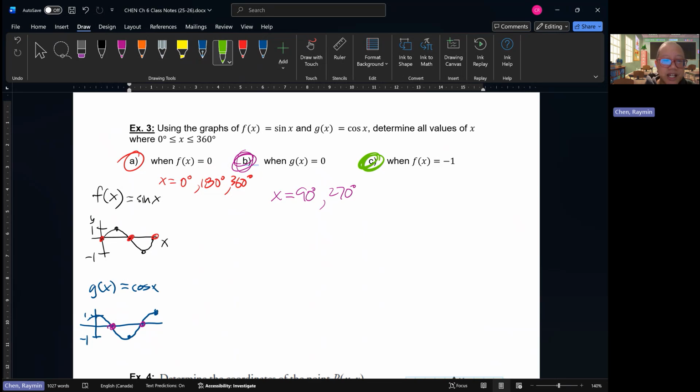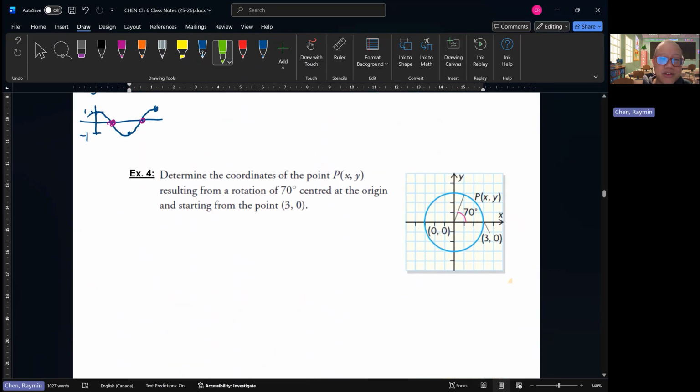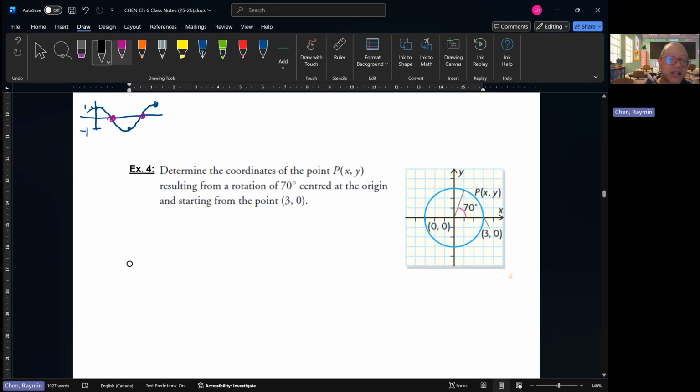The last one is really straightforward in green. When f of x equals -1, where's -1? That's there. And that value happens to be really easy. X is equal to 270. Okay, so I used the graphs and I went really quickly. Feel free to pause the video by looking back at what we did. The last one's interesting, and I wish I would spend more time. So if you're not too sure, I can talk about this one again.